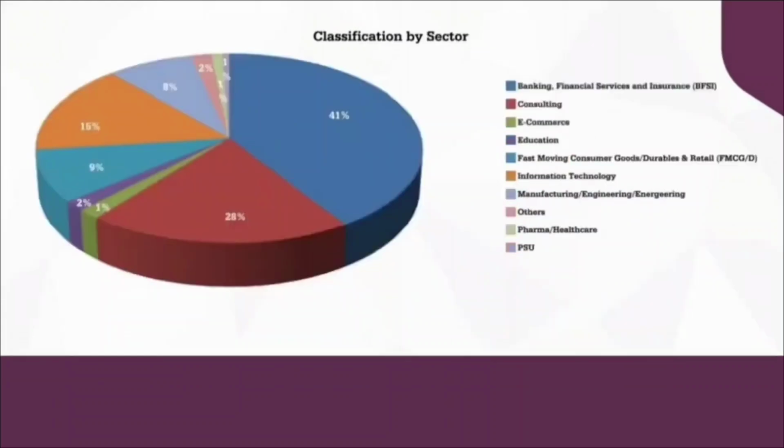If we consider the overall sector-wise placements for the IIM Udaipur, then there are 41% placements are from the banking, financial service and insurance sector. Then there are 28% placements are from the consulting sector. Then there are 1% placements are from the e-commerce, 2% placements are from the education, 9% placements are from the fast moving consumer goods, then 15% placements are from the IT, 8% placements are from the manufacturing engineering, then 2% placements are from the other sector, and 1% placements are from the pharma healthcare and 1% for the PSU.